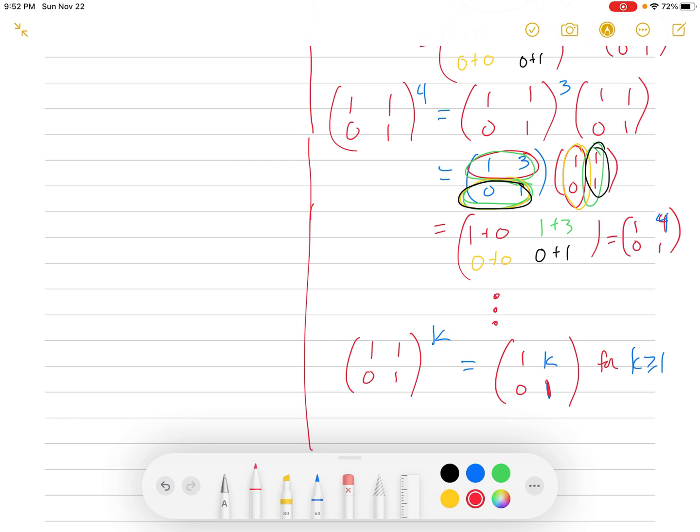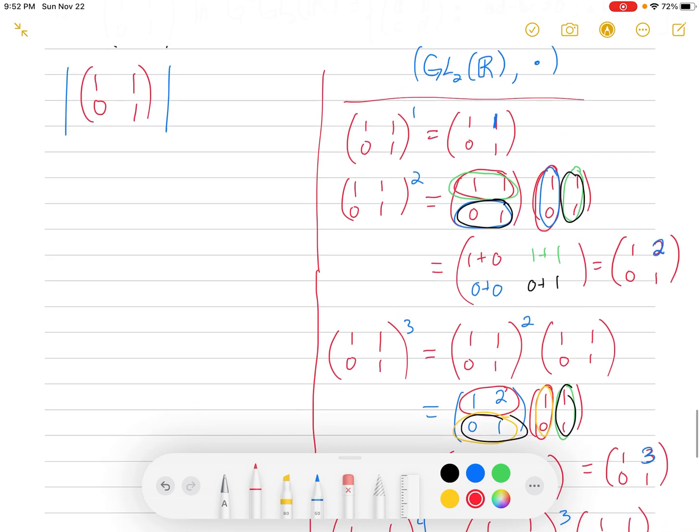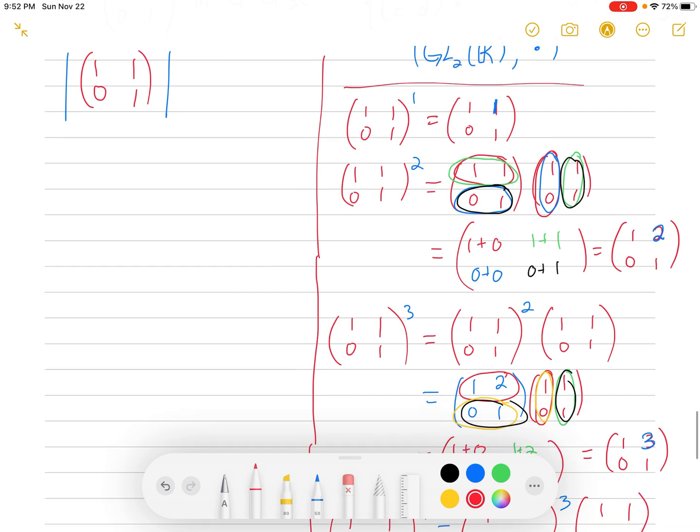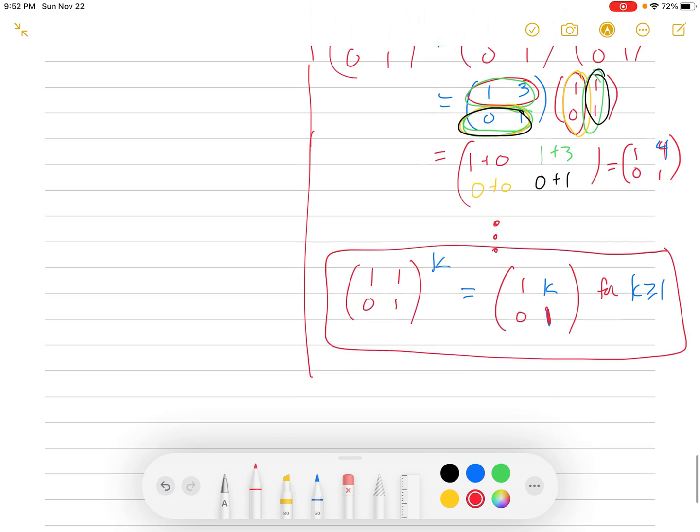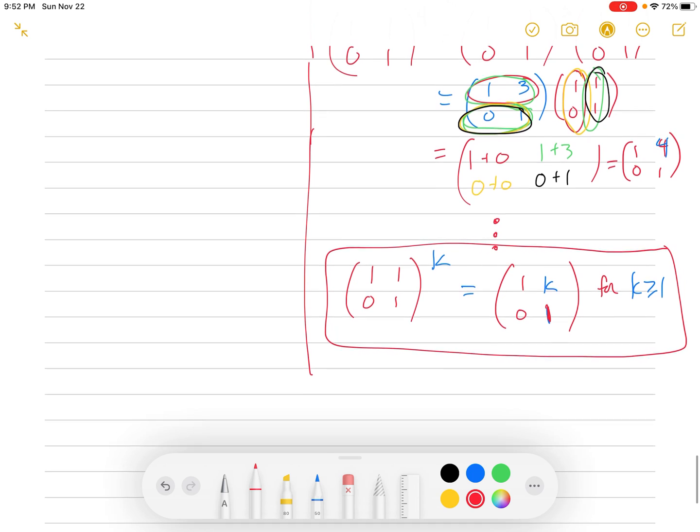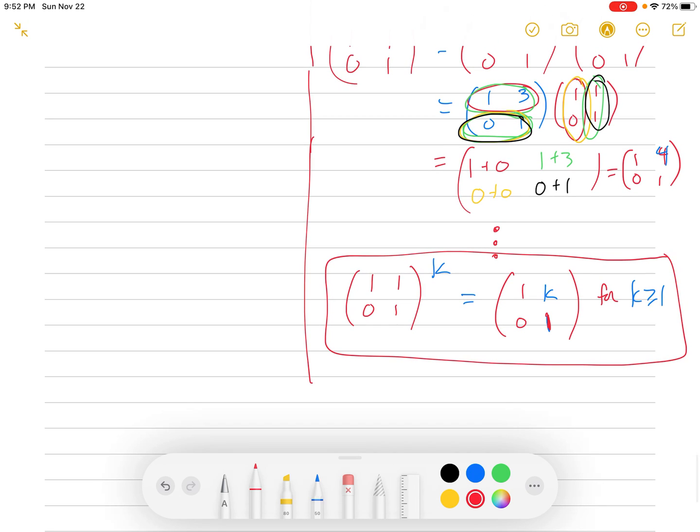K greater than or equal to 1. Right, we're not talking about 0 powers. So anytime you're looking at order, you always have to have a positive exponent, never 0. Okay, so my question is, is it possible to ever get the identity matrix when you have positive k's? No, right? Because k is going to start at 1 and go up 2, 3. So it's never possible to get a k in an upper right-hand corner there.